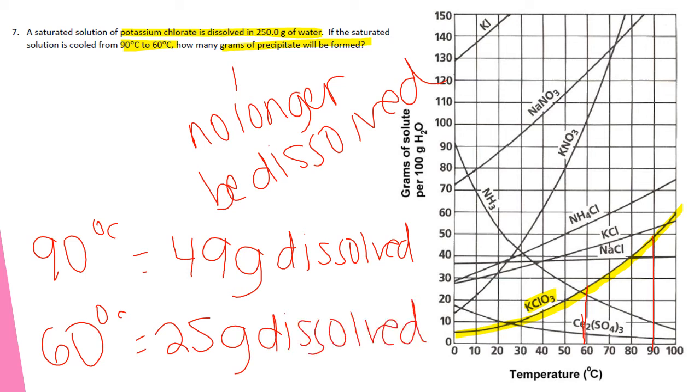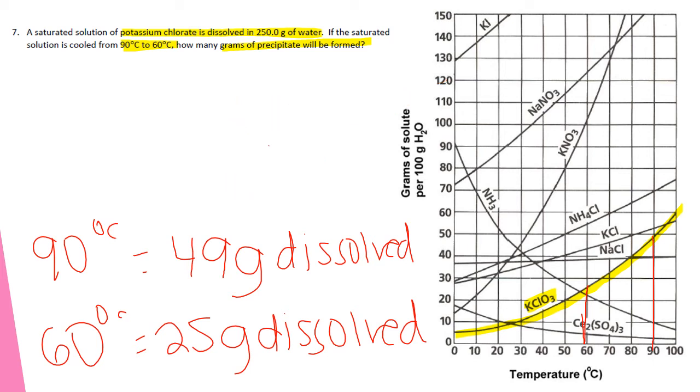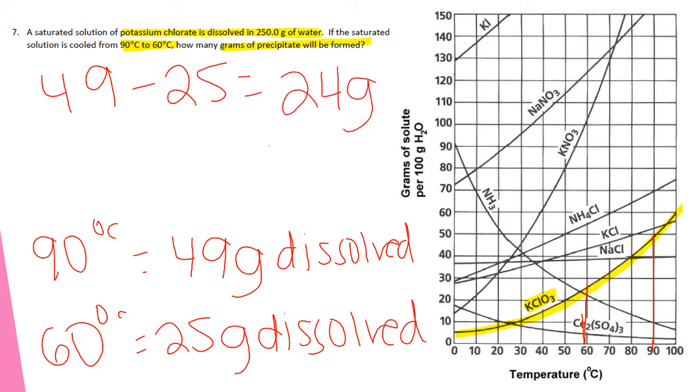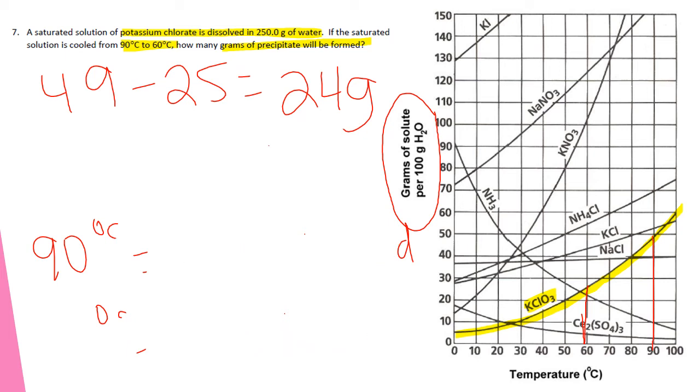So when I cool it, how many grams will no longer be dissolved? You had 49 grams dissolved, but now only 25 grams can be dissolved because the solution cooled. And so to figure out how many grams are no longer dissolved, or your precipitate, 49 minus 25. That is 24 grams, but that is for 100 grams of water. I wanted to know if it was in 250 grams of water.